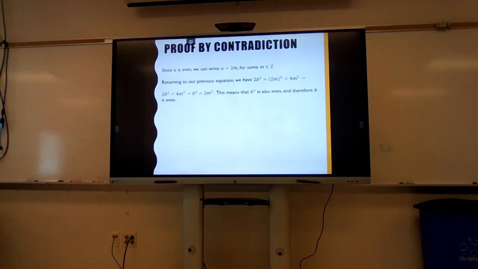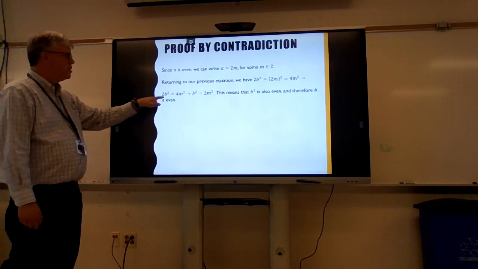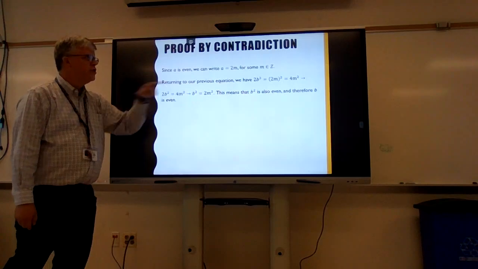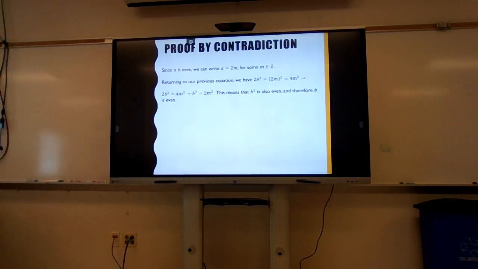So I have 2b squared equals 4m squared. I can get rid of a 2 on each side of this. Now b squared is 2m squared. If b squared is 2 times m squared, now I know that b squared is even, right? Because b squared is being written as 2 times an integer. And if b squared is even, just like we made the argument for a, what else is even? B is even, right? B squared is even leads to b being even.